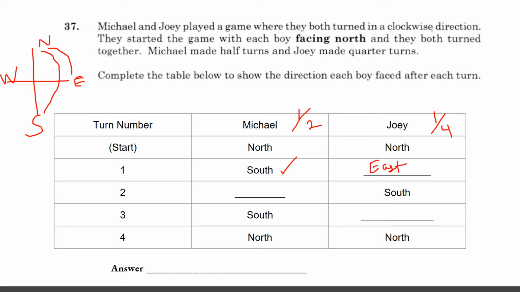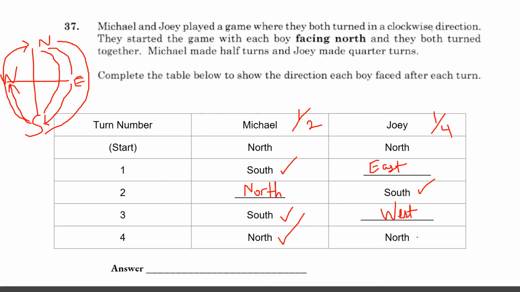Let's continue the game. Michael, who is south, will make a half turn again, and he would now be facing north. Joey, who is making quarter turns, will go from east to south, and south was given here. Now, Michael again, he is facing north, so he goes from north to south again. That was given. Where is Joey? Joey is facing south, so Joey will now have to go to west. So west is missing here. And if they continue the game, Michael will go to north, and finally Joey will get to north as well.